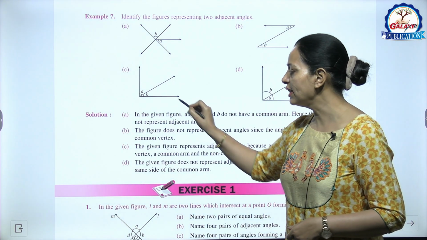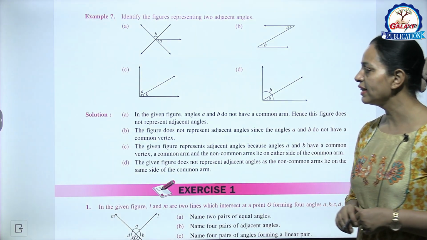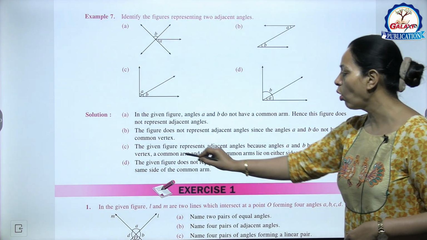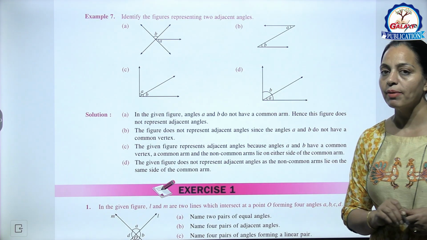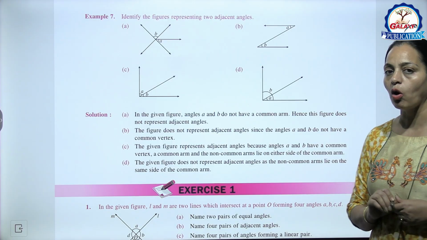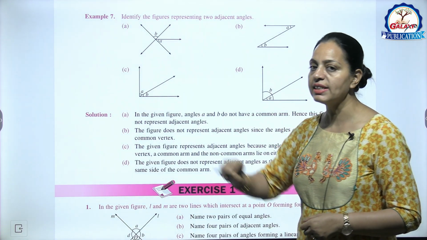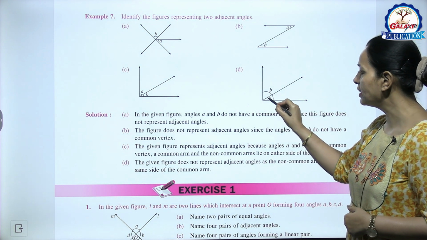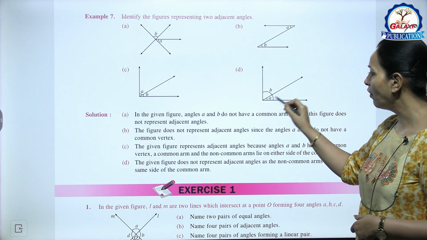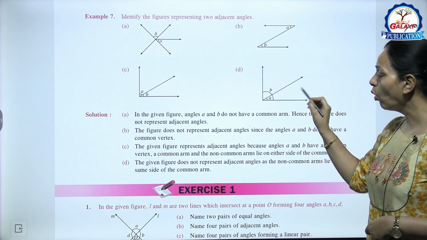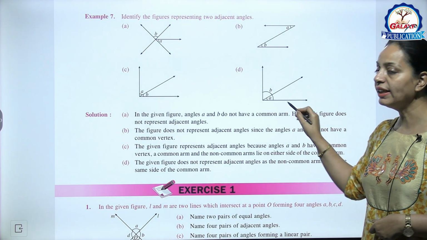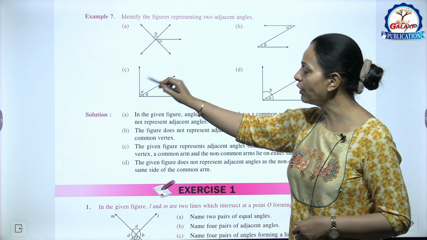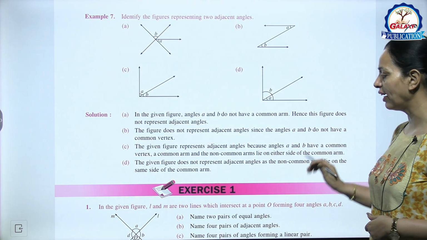Now C, look at C here. The given figure represents adjacent angles because angles A and B have a common arm, a common vertex, and the non-common arms lie on either side of the common arm. So C represents adjacent angles. Now see D here, these two angles, they have a common vertex, they have a common arm, but the non-common arms are not on either side of the common arm. So these are not adjacent. Only this figure represents adjacent angles, right?